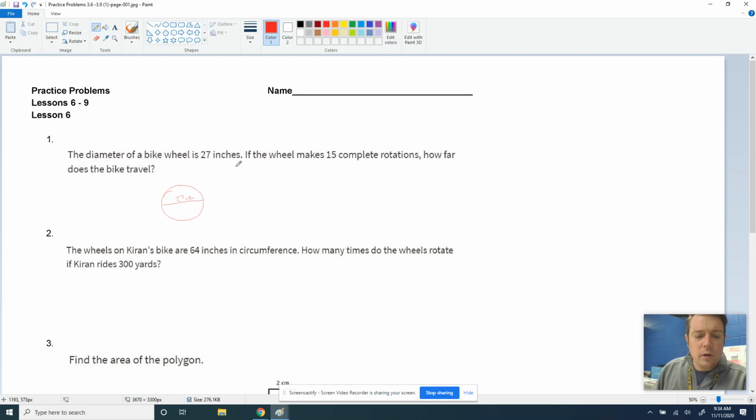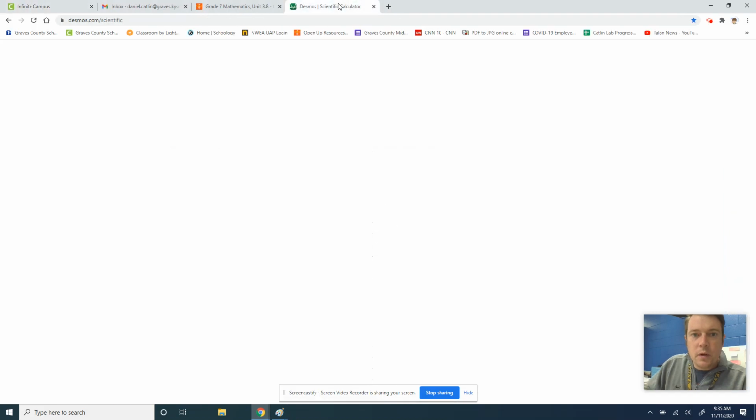Okay, so first of all, we need to determine, is this an area problem or a circumference problem? It is in lesson 6, so it's clearly about circumference. So we know that we can find circumference by taking the diameter and multiplying it by pi, or 3.14. So here all we have to do is 27 times pi, and we'll find out how far it is around this thing. So let me go to my calculator for Desmos.